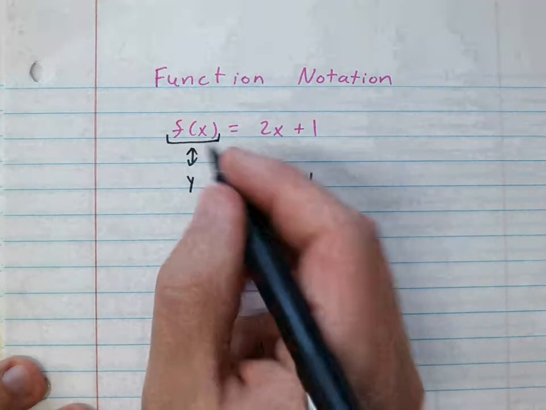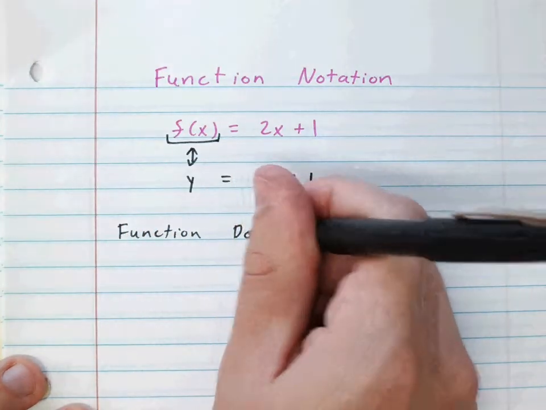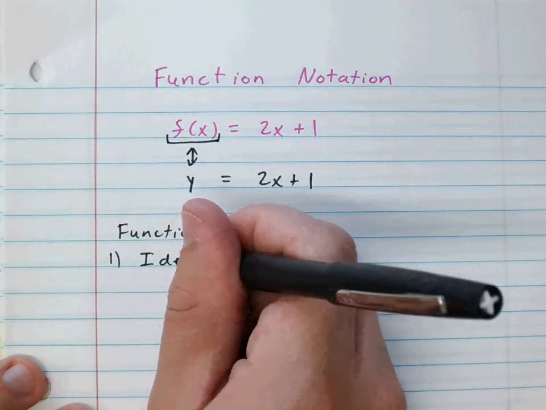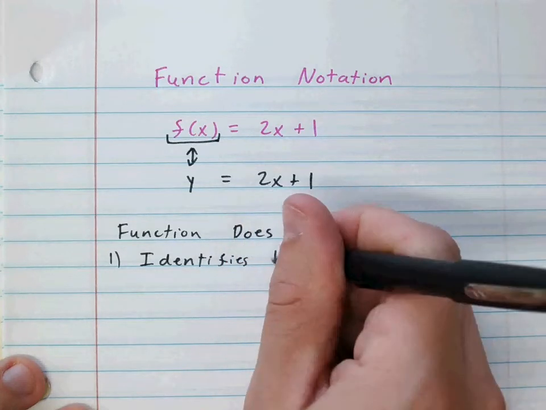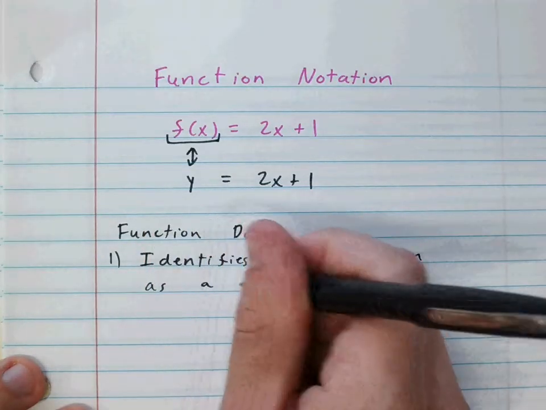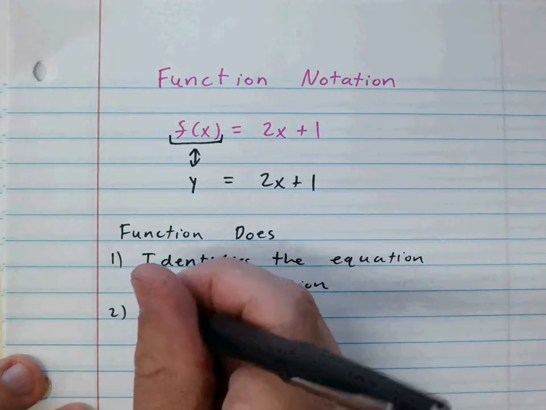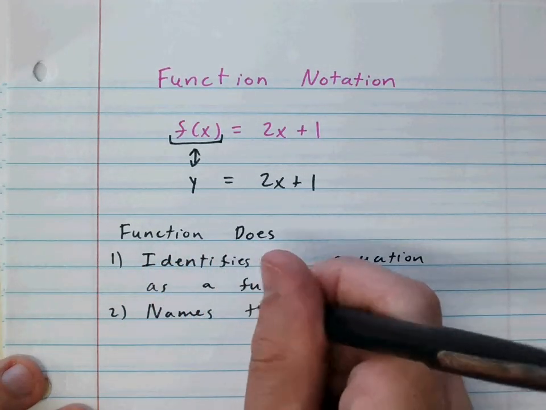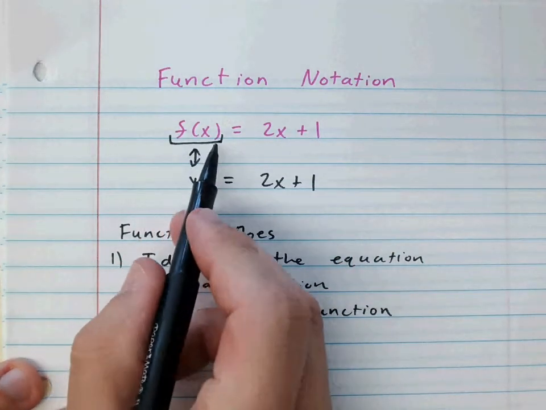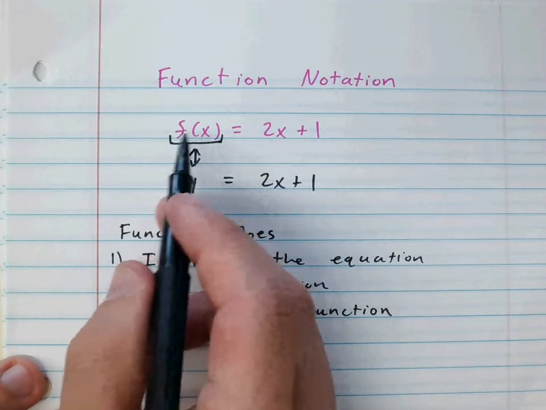Now function notation does two things. One, it identifies the equation as a function, and two, it names the function. So in the example I gave up here, f parentheses x equals 2x plus 1, we have now named this equation f. That is the name we are talking about.